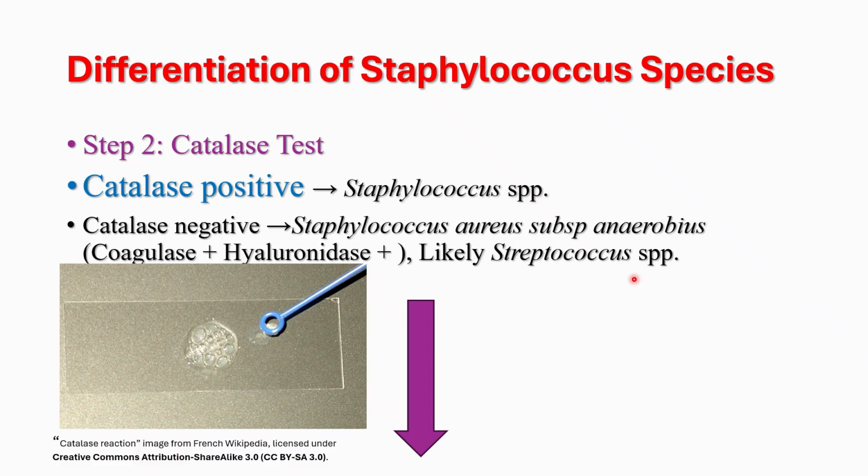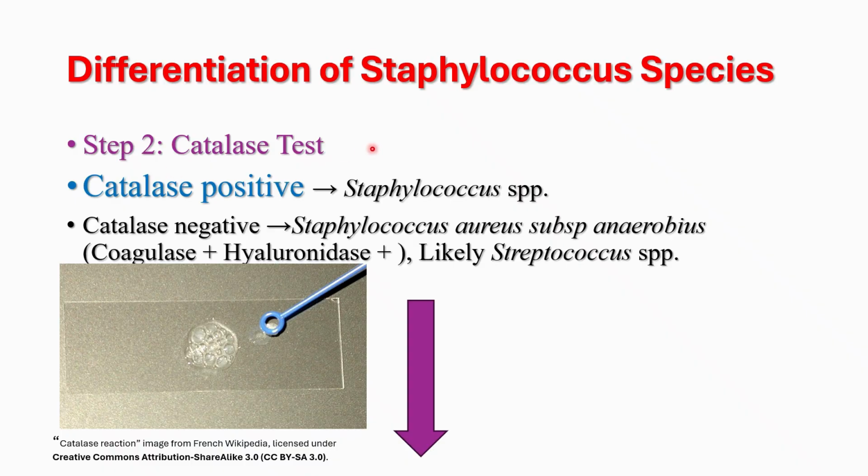These organisms can be further classified using Lancefield grouping, that is a Streptococcus group, which detects the specific carbohydrate antigen on the bacterial cell wall, and this classification is commonly performed using an agglutination test. However, there is an important exception within the Staphylococcus genus, that is Staphylococcus aureus subspecies anaerobius, which belongs to the Staphylococcus genus, but this is unusual because it is catalase negative despite belonging to Staphylococcus. This bacteria remains coagulase positive and typically produces hyaluronidase, an enzyme that facilitates tissue invasion.